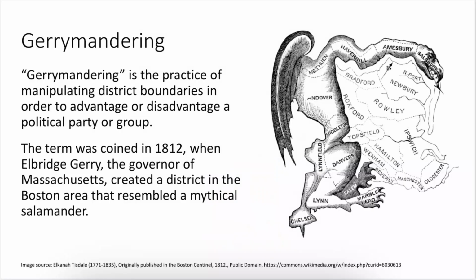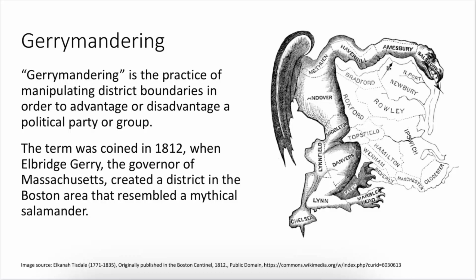All right, so gerrymandering is a less than honest political practice where the boundaries of the voting districts are manipulated in order to either advantage or disadvantage a certain political party or a certain group.